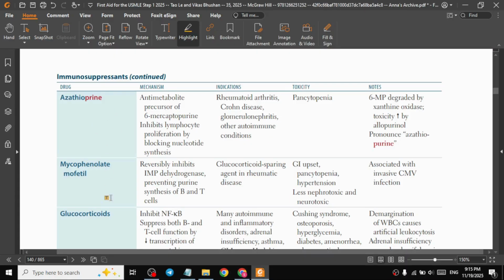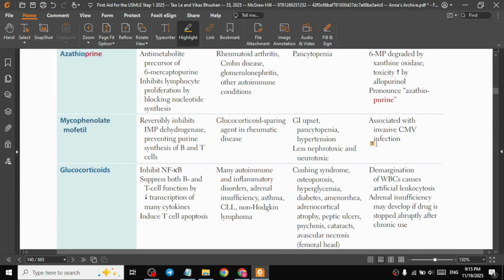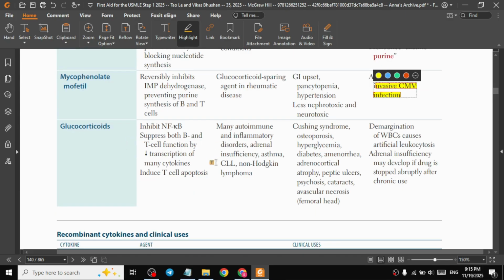But for now, we're just focusing on the azathioprine, mycophenolate, etc. Right? So you can take a look at this. You see mycophenolate associated with CMV infection. Okay. Glucocorticoids. I think this all makes sense. Used almost for everything, right? The thing is, there are a couple of questions that they like to ask with glucocorticoids.